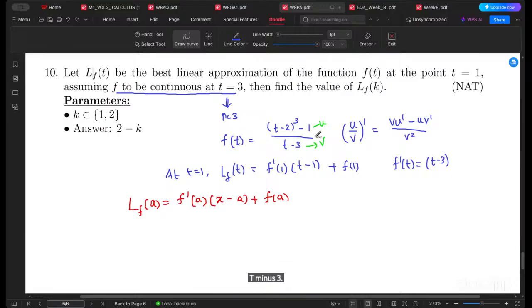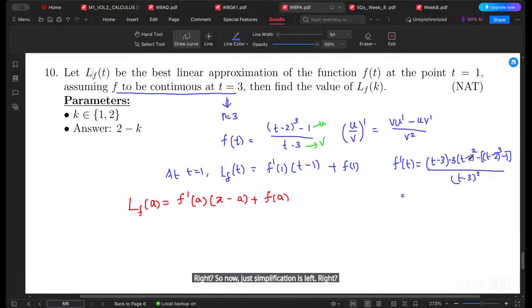So next u is this. I want to differentiate u. What is u dash? 3 times (t minus 2) to the power 2. Okay. And then this multiplied by 1. That's all. Multiply 1. So this is 0, right? This part becomes 0. Minus (t minus 2) cube minus 1, this is u. What is v dash? 1 only, ma'am. Right? And v square is (t minus 3) whole square. So now just simplification is left.